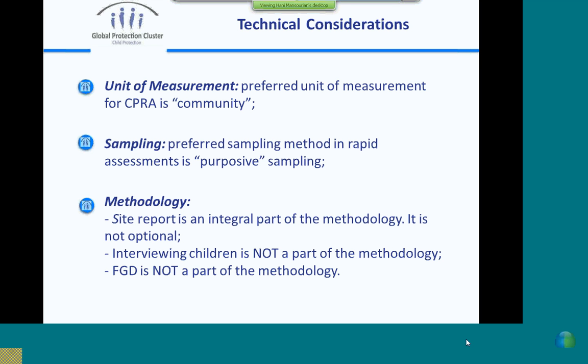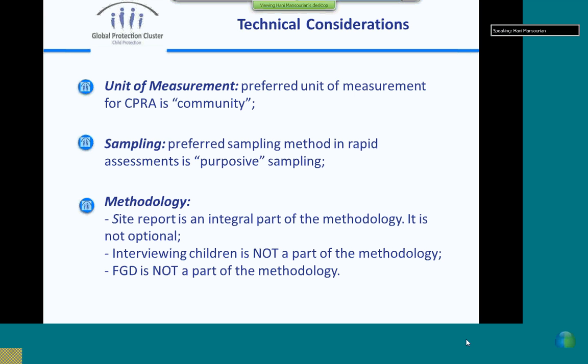But what we are trying to do is a systematic approach to assessment, meaning it's very important to pay attention to how we select our sites, the people that we talk to in the site, and the methodologies that we use in the site. So what we try to teach whenever I do training in the process is how to do your sampling.